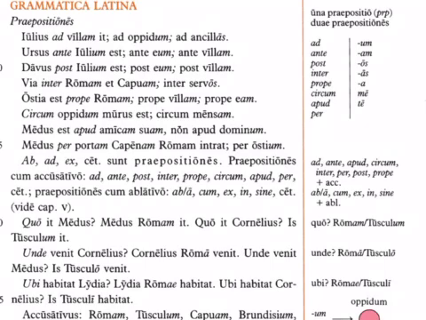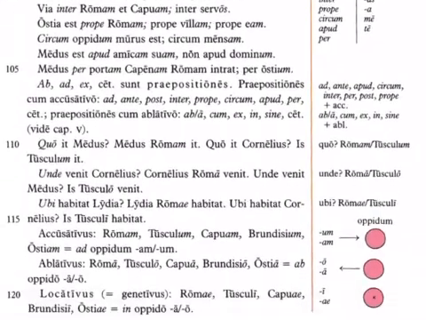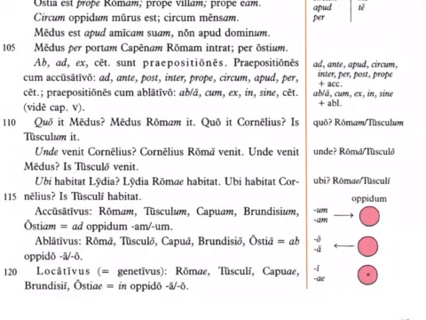Circum mensam, around the table. Non apud dominum would be not with the master. Apud amicam suam would be with his girlfriend. And then per ostium, for instance, would be through the door. Okay? So those are some examples there. Again, I don't think we need to go through all of them.